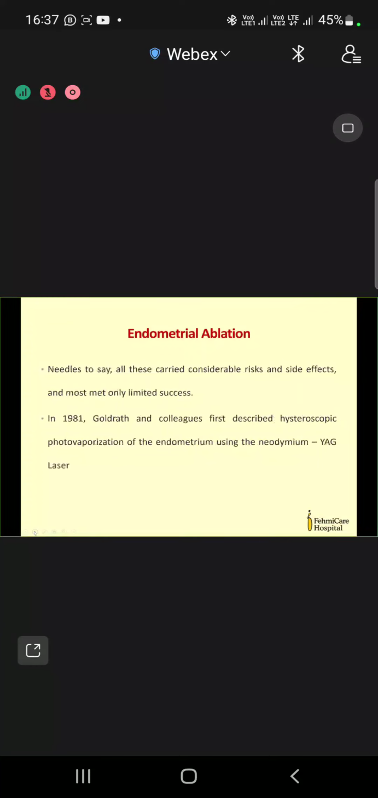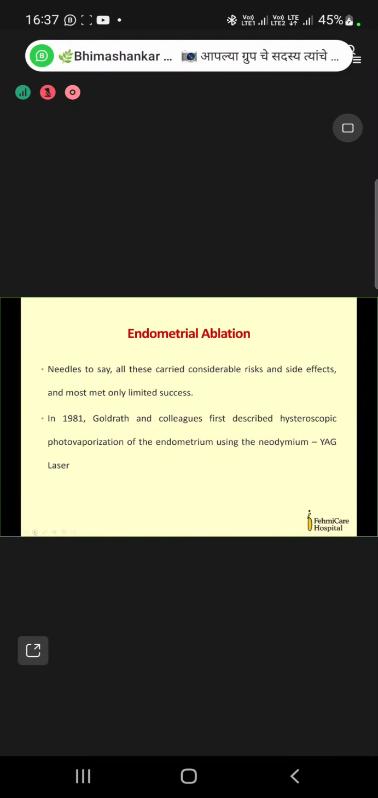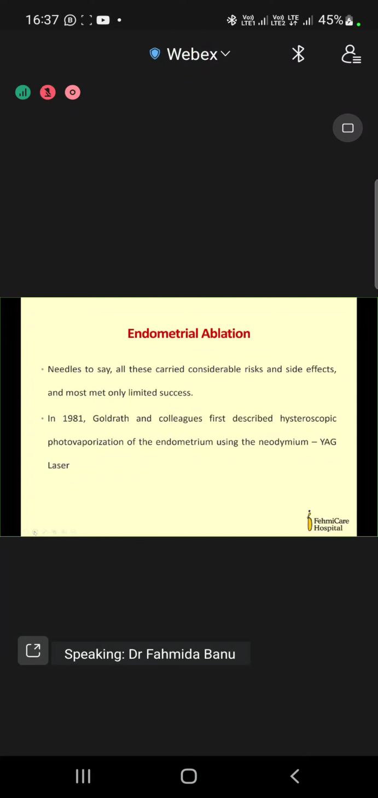Needless to say, all these carried a considerable risk and had a lot of complications with limited success. But in 1981, Goldrath and colleagues first described hysteroscopic photovaporization of the endometrium using neodymium YAG laser, and the results were very successful.